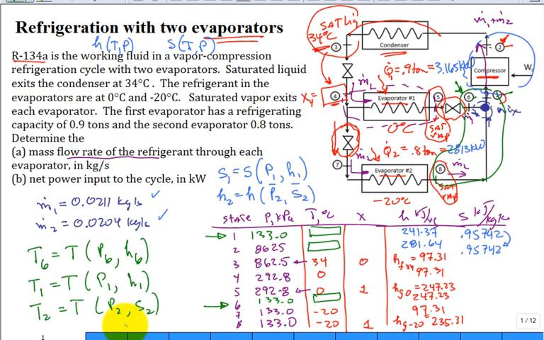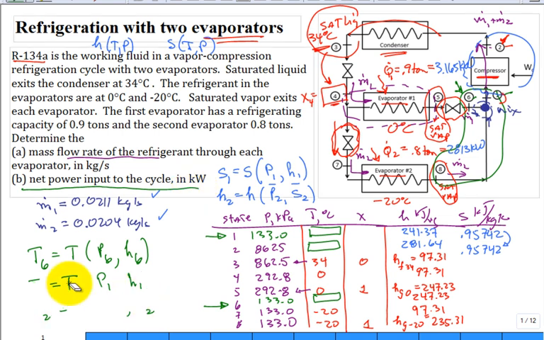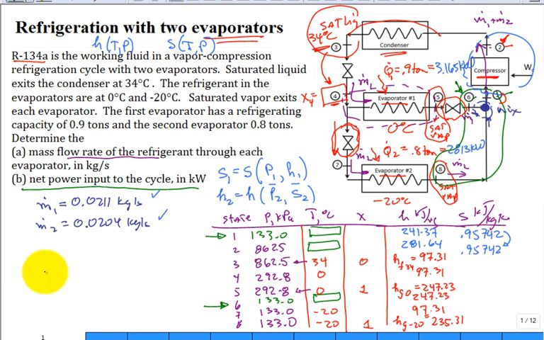All right. Well, once I have that, I'm asked to calculate the net power input to the cycle for part B. How do I calculate the net power input to the cycle? I'm going to erase this and express that solution right in here. So my net power, W dot net, into the cycle. There's only one place it comes in.